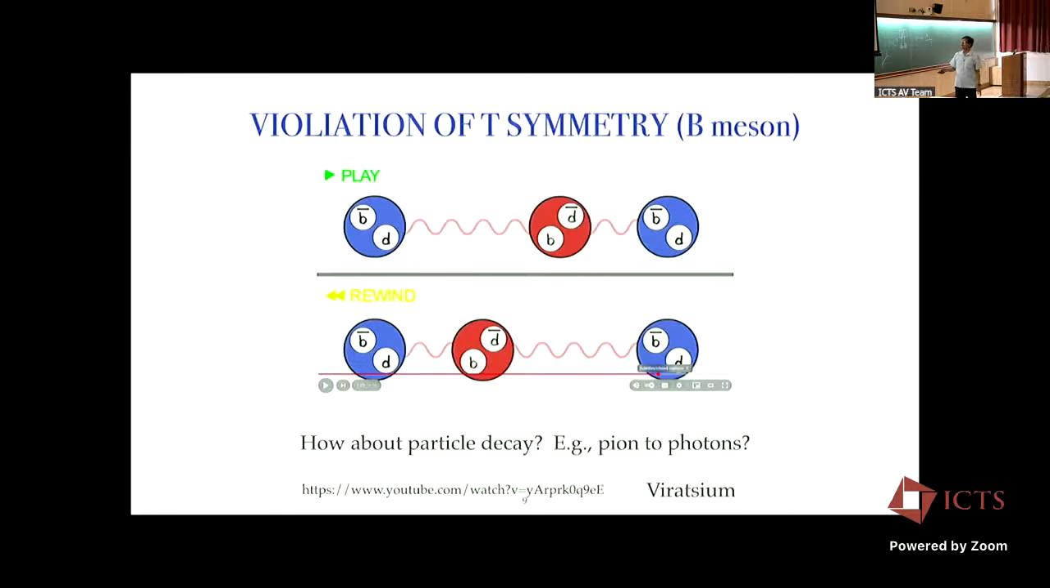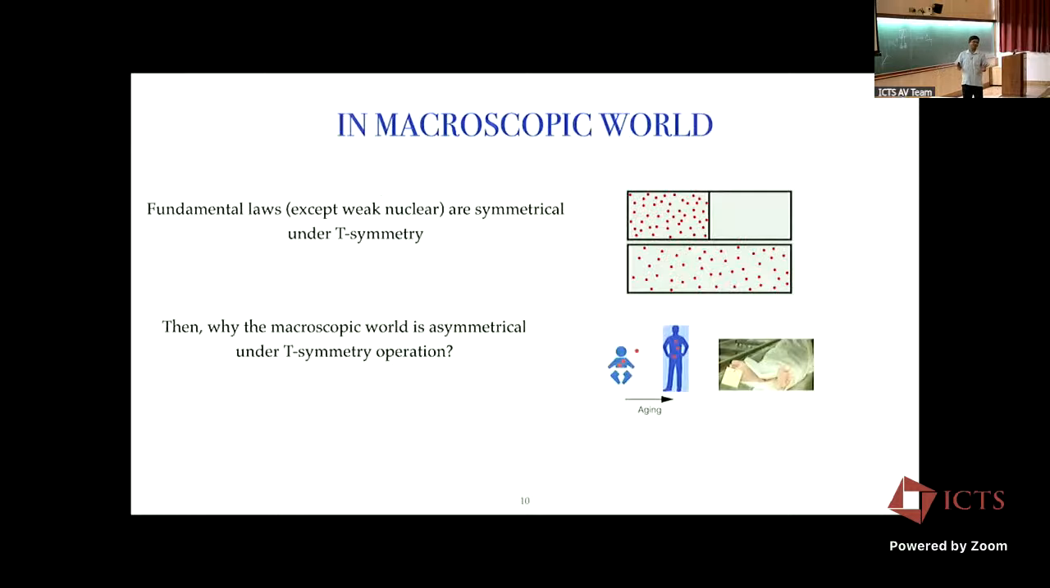Okay. Now let's look at the real world. That's my domain. So fundamental laws are symmetric under T-symmetry, but what about the macroscopic world? We see it broken all the time. I'm going from here to there. Every time. So this is a gas confined in the left side of the box. It expands to the whole box.